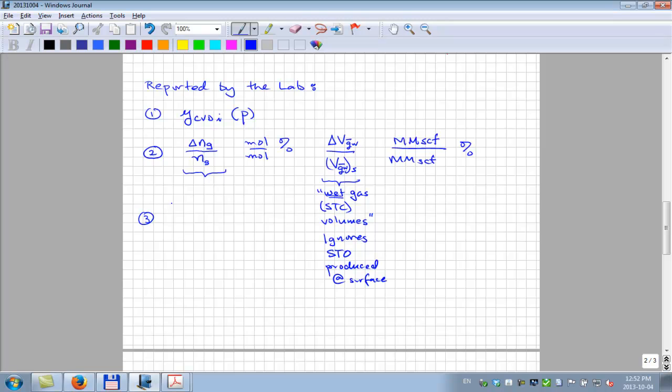The third thing they report is the Z factor. That's calculated by the moles produced. Let's see here, I have to get this right. Pressure, the volume that was removed, the moles removed, gas constant, and reservoir temperature. Just like we did in the differential liberation test. So this is calculated.